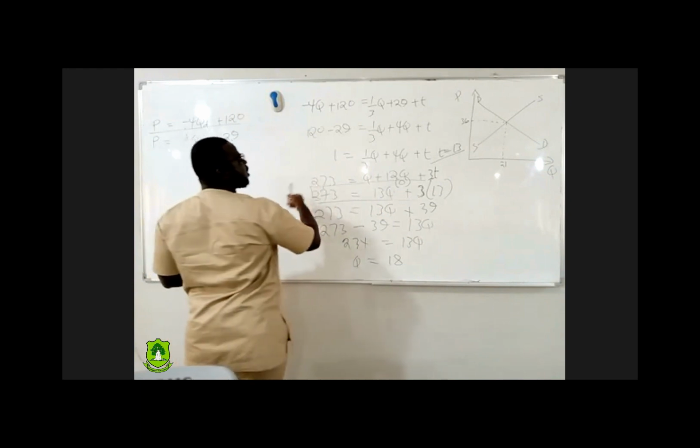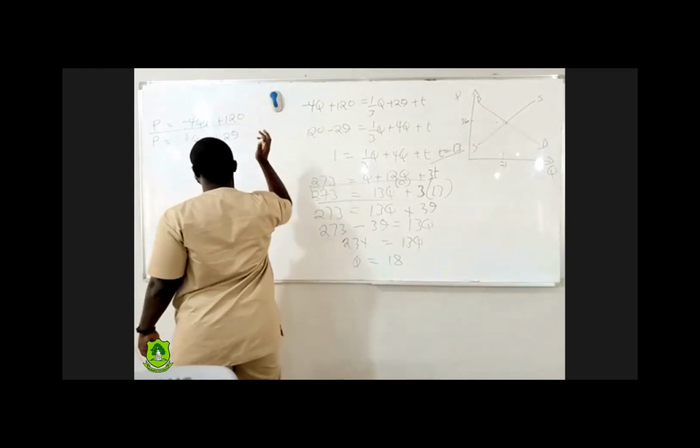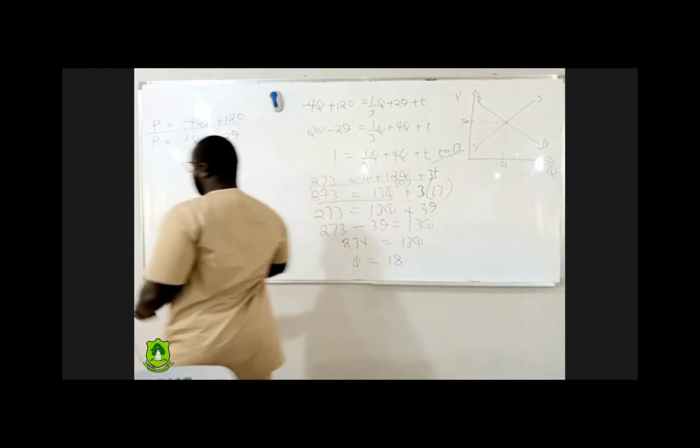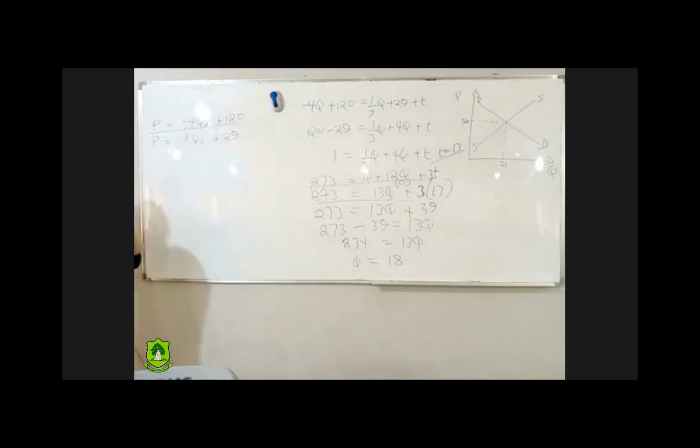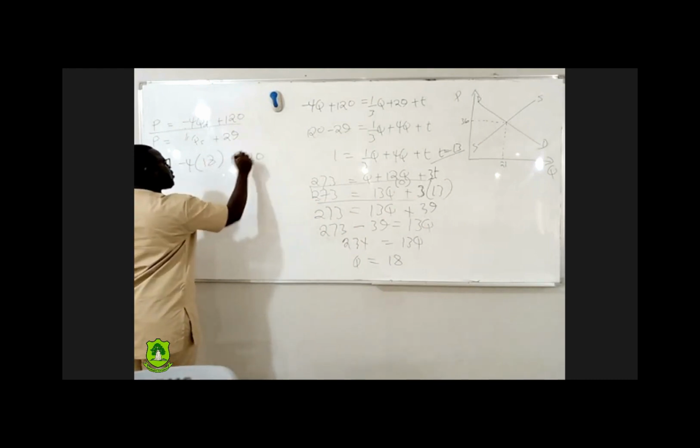You can decide to put the price in either equation, either the demand equation or the supply equation. So where should we put it? Supply or demand? Okay, let's put it in the top one. This one, quantity is 18 plus 120.